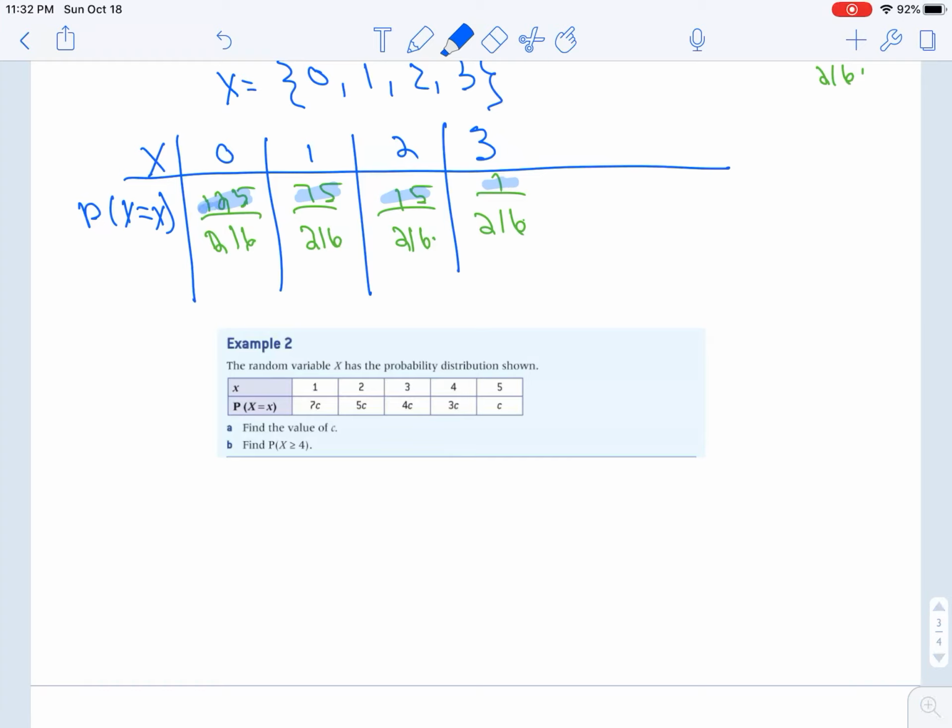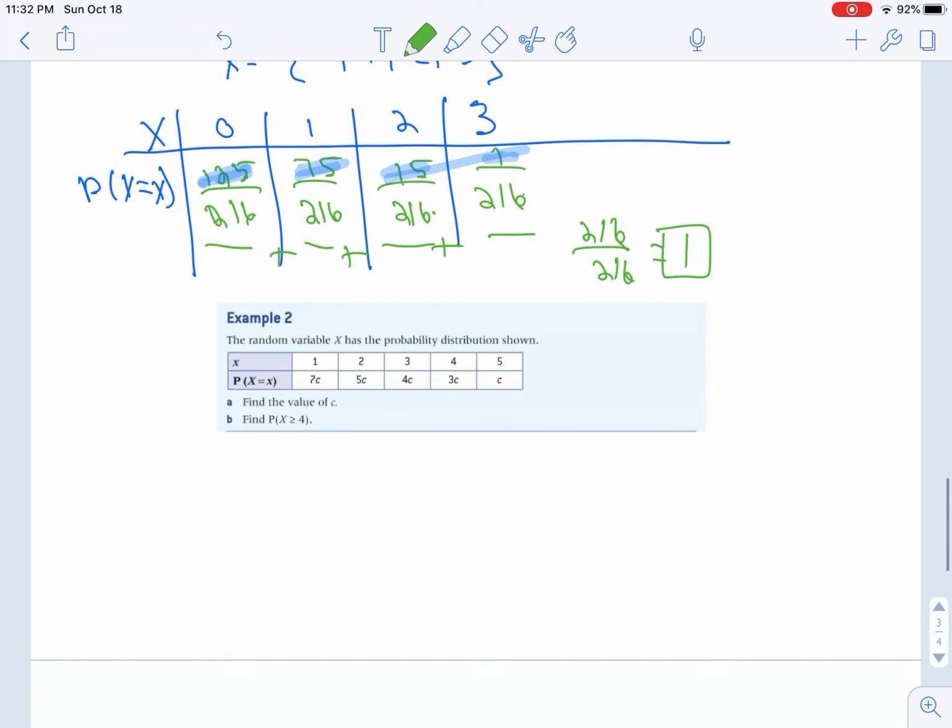So if we add these up, notice that 125 plus 75 is 200 plus 16. So we're going to end up with, when we add them up, put little plus signs in here, we get 216 out of 216, which is 1. And remember we said that that's what's supposed to happen, is that those probabilities add up to 1. And also that all of the probabilities are between 0 and 1.